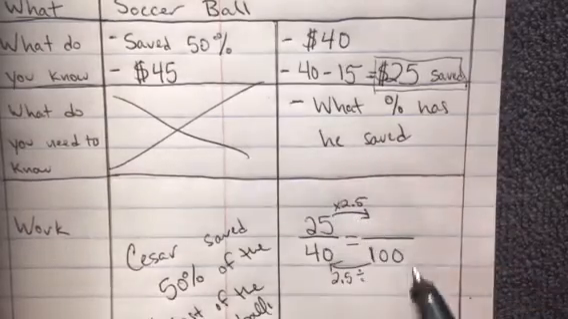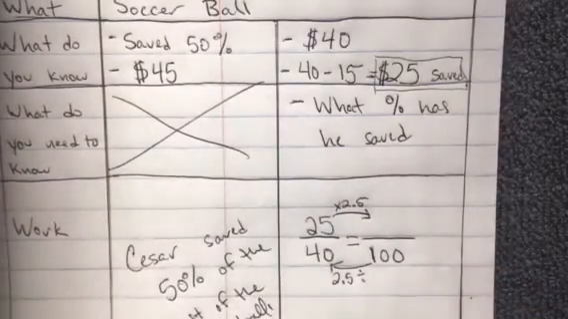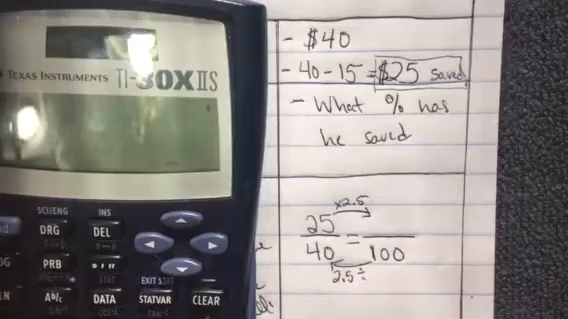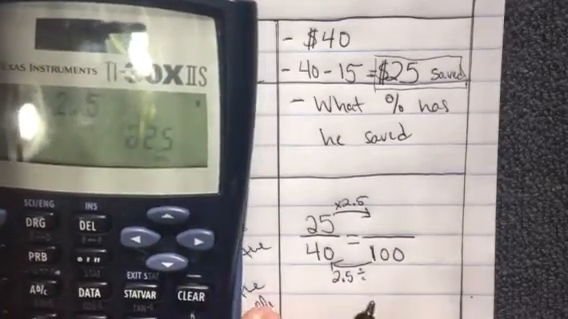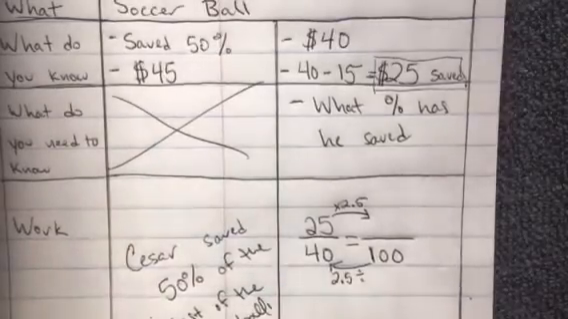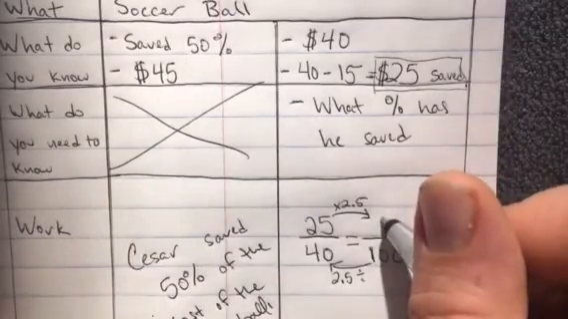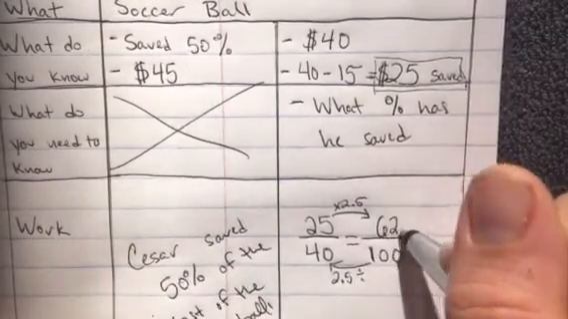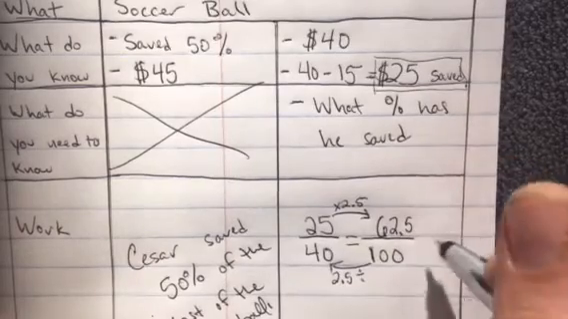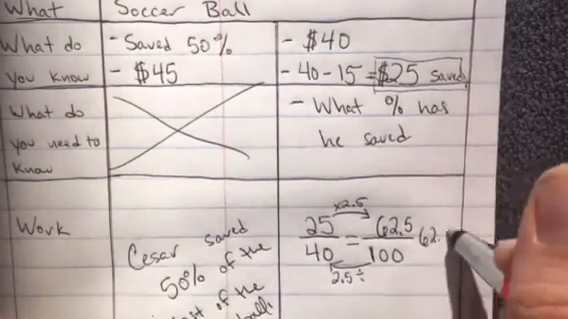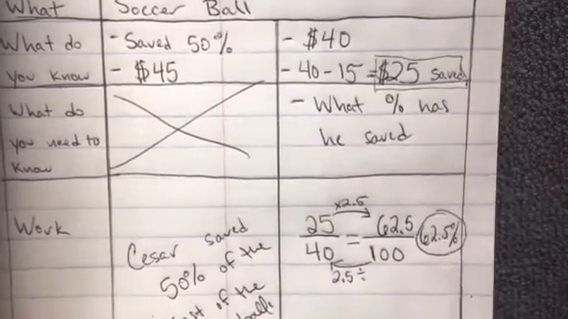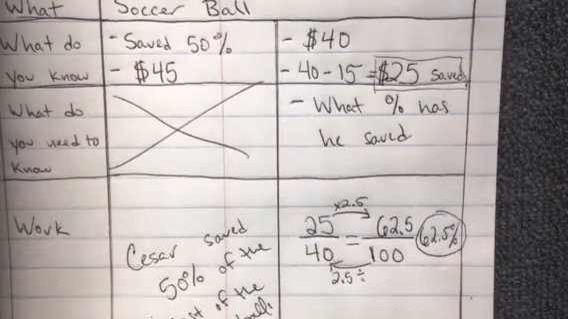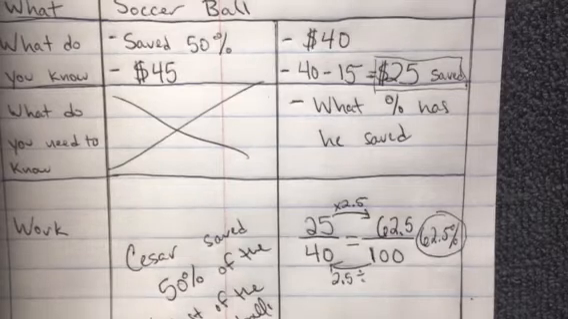I have to multiply. So 25 times 2.5 will give me my percent, which equals 62.5%. Or 62.5 out of 100, which is 62.5%. So Christian has saved 62.5% of the cost of the soccer ball.